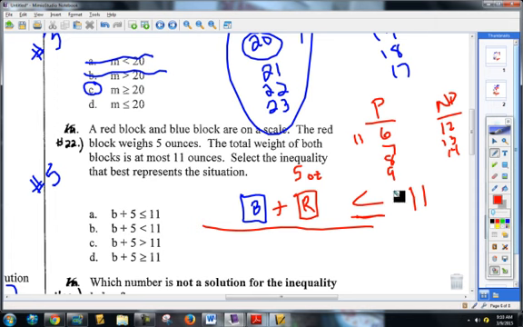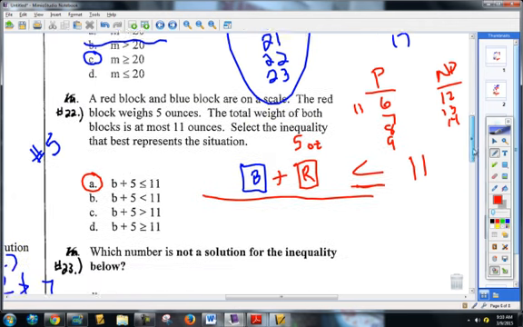So, there we go. Look what I just did. I just created the inequality. My blue block plus my red block is less than or equal to 11. And we use B for blue, therefore it's letter A. No work required. No work required there.